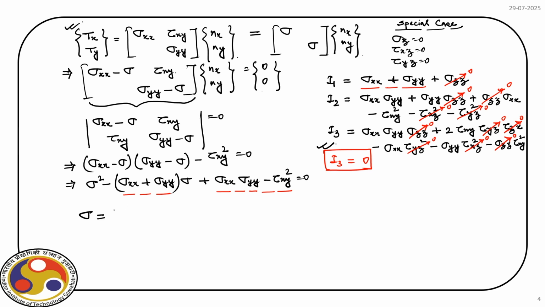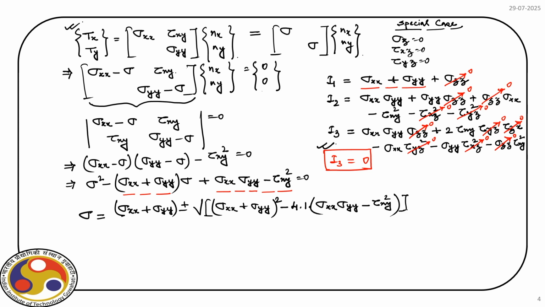So, for that we have minus b. So, we will have sigma xx plus sigma yy plus minus the square root of b square. So, we have sigma xx plus sigma yy whole square minus 4 times 1 times sigma xx sigma yy minus tau xy square, divided by 2.